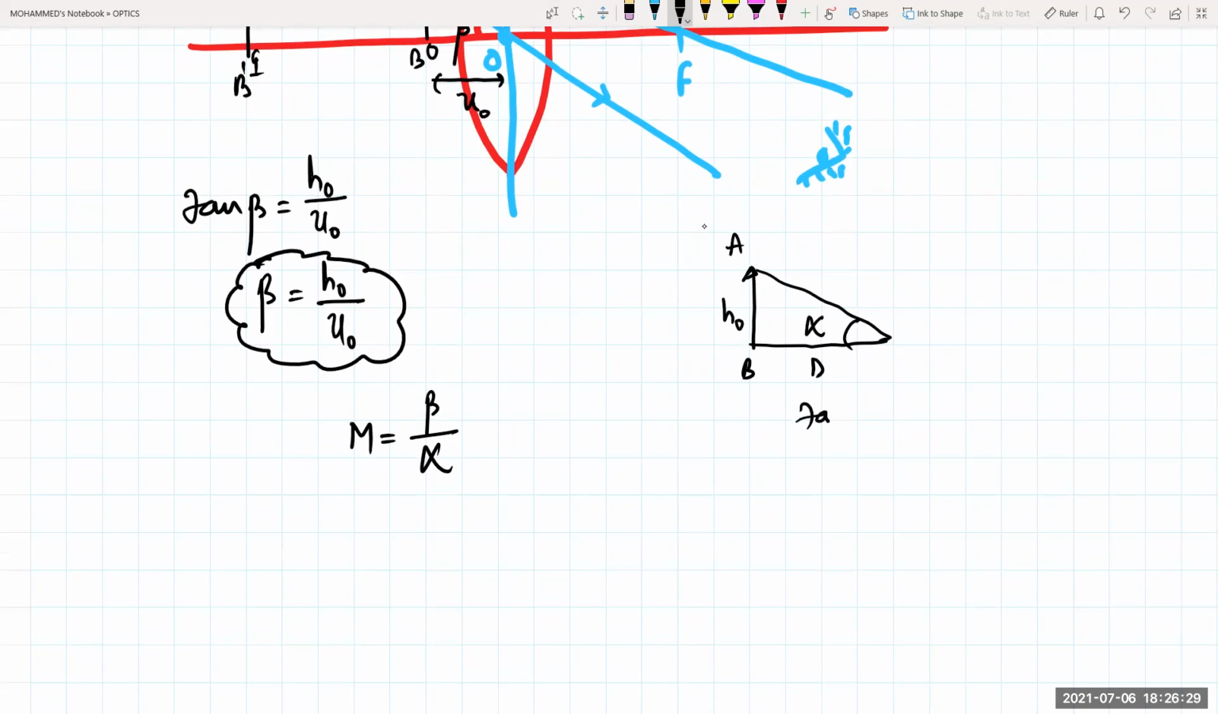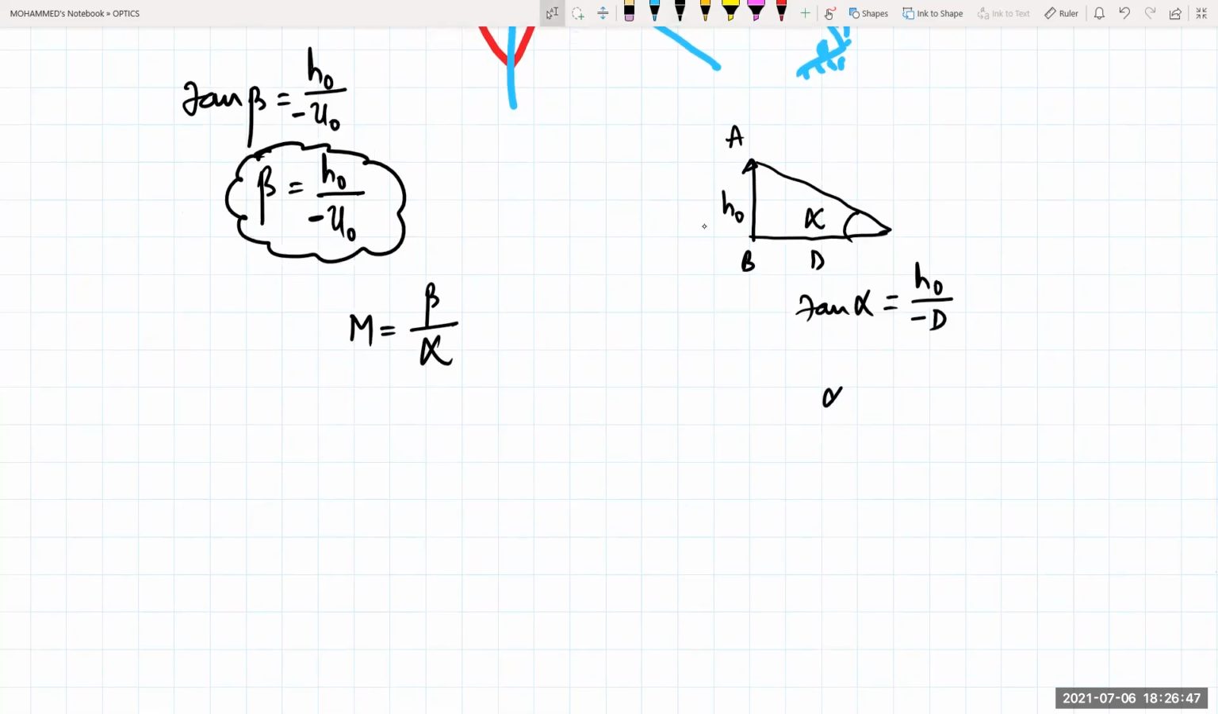So tan alpha is equal to the height of your object divided by minus D. This is also minus of your U naught, because I'm measuring the distance from the pole. Alpha is very small, so alpha value will be equal to the height of your object divided by minus D. Can I write like this?